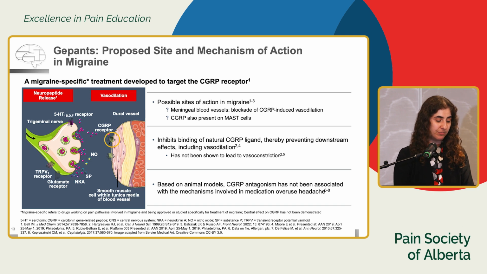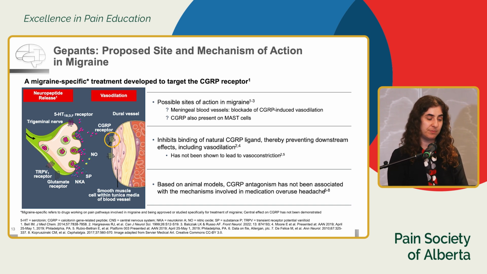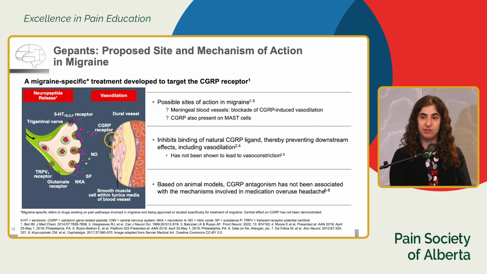And based on animal models, we know that CGRP blockade or antagonism has not been associated with the same mechanisms involved in medication overuse headache. That's an important concept, because with all of the other medications we have, like the triptans or other medications we use for acute therapy, we're always worried about medication overuse. But this is the first class of medications that's not only specific to migraine pathophysiology treatment, but also has been shown not to be involved in the same mechanisms as other medications for medication overuse headaches. So a good option to use if patients are having frequent headaches that they need treatment for.